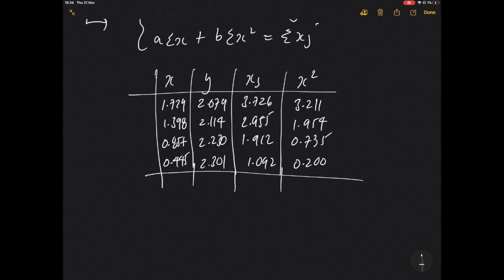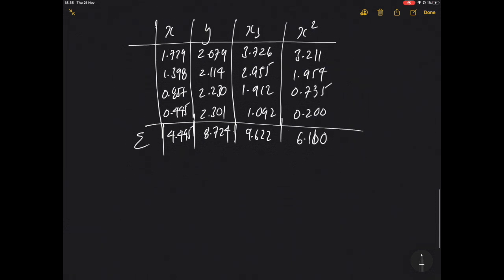Okay, and then we take our sum values, which means our sum of x here would be 4.495, our sum of y would be 8.724, our sum of xy would be 9.622, and our sum of x squared would be 6.100.